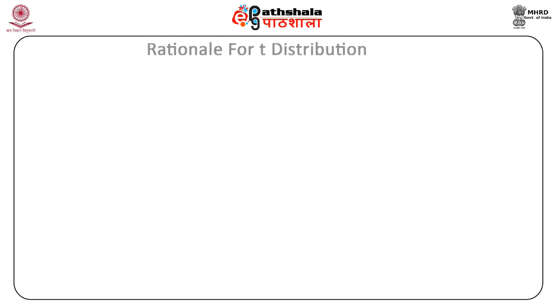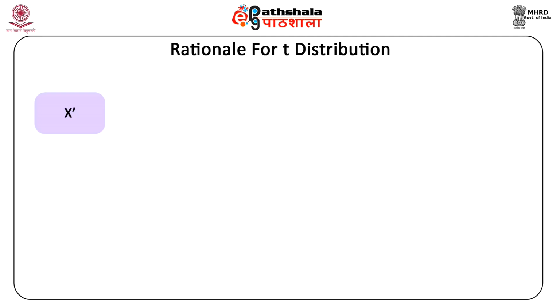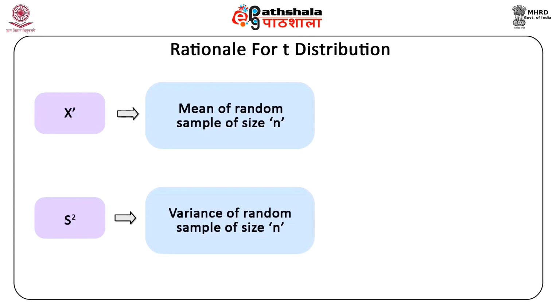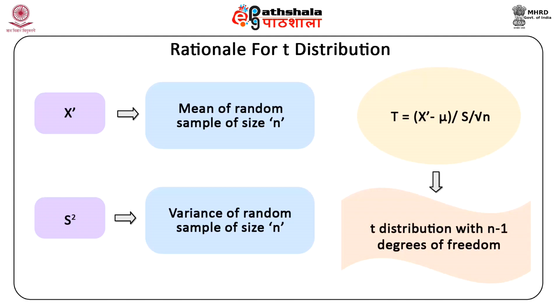Let us now look at the rationale for t distribution. Based on the theorems learnt, we can conclude the following. If x prime and s square are the mean and variance of a random sample of size n from a normal population with mean mu and variance sigma square, then t is equal to x prime minus mu slash s slash square root n has t distribution with n minus 1 degrees of freedom.